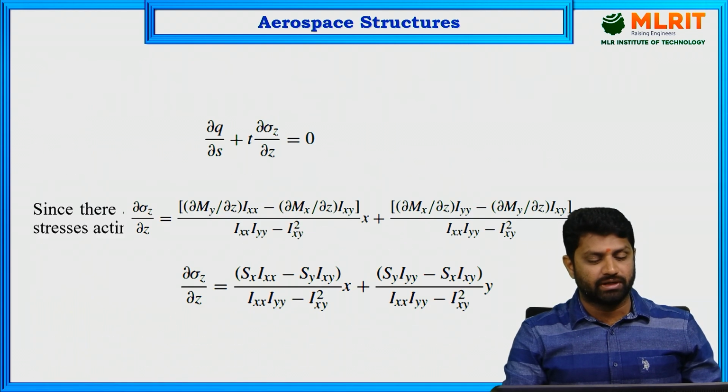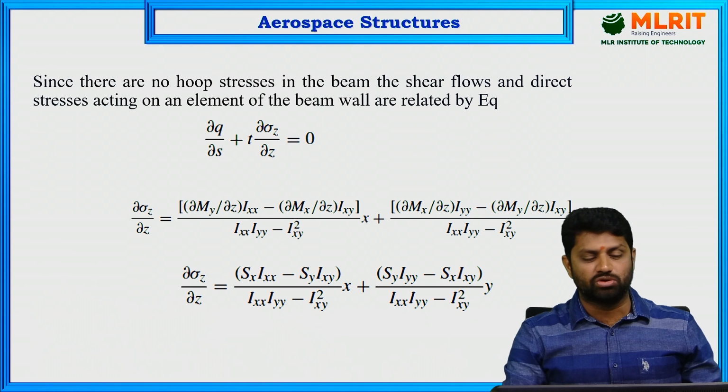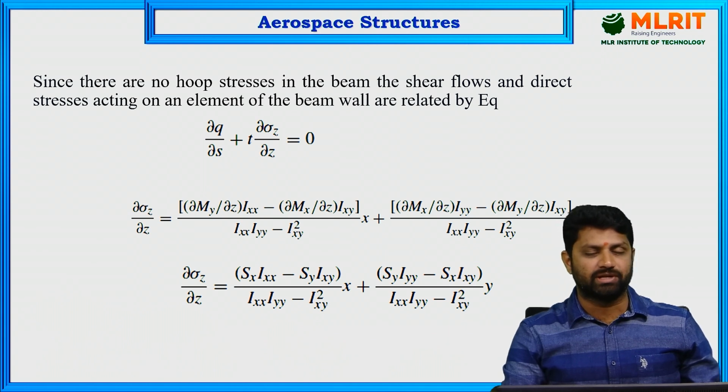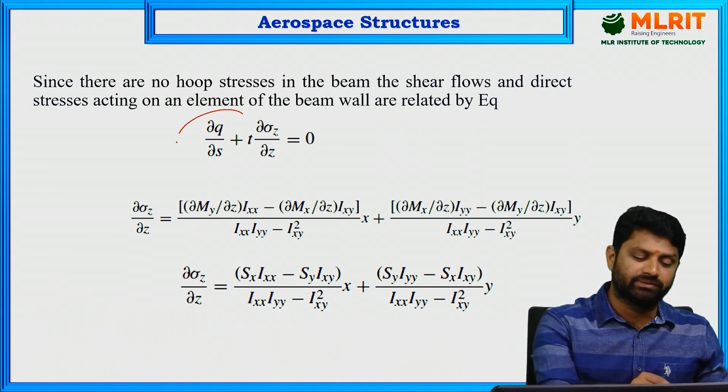Now, since there are no hoop stresses in the beam, the shear flows and direct stresses acting on an element of the beam wall are related by the equation: ∂q/∂s + t ∂σz/∂z = 0. Now, where does this equation come from?